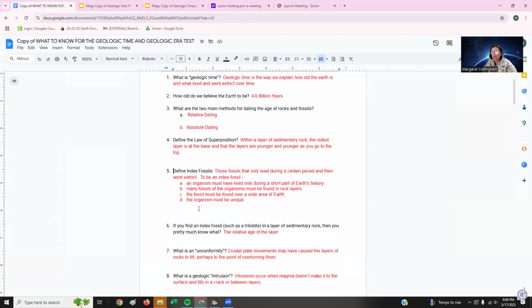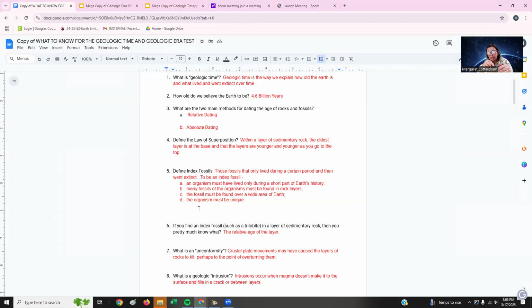Define index fossils. So index fossils, I'm sorry, my cat is interrupting. Anyway, so an index fossil is a fossil, typically an animal, or part of an animal that went extinct, and because this animal is present in this rock layer, it tells us that this rock layer has to be a certain number of years old.